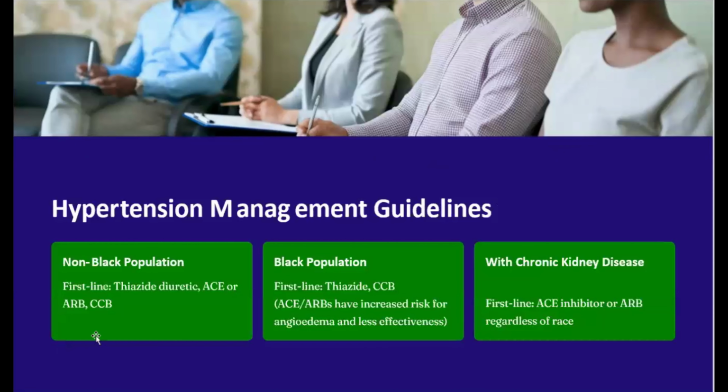Then we know the guideline, and the guideline is that for the non-black, the first line is usually the thiazide, the ACEs and ARBs and calcium channel blocker. This is very important because so many people think that the first line is usually just thiazide. It's not only thiazide, because thiazide can only reduce it by like 10, like I said.